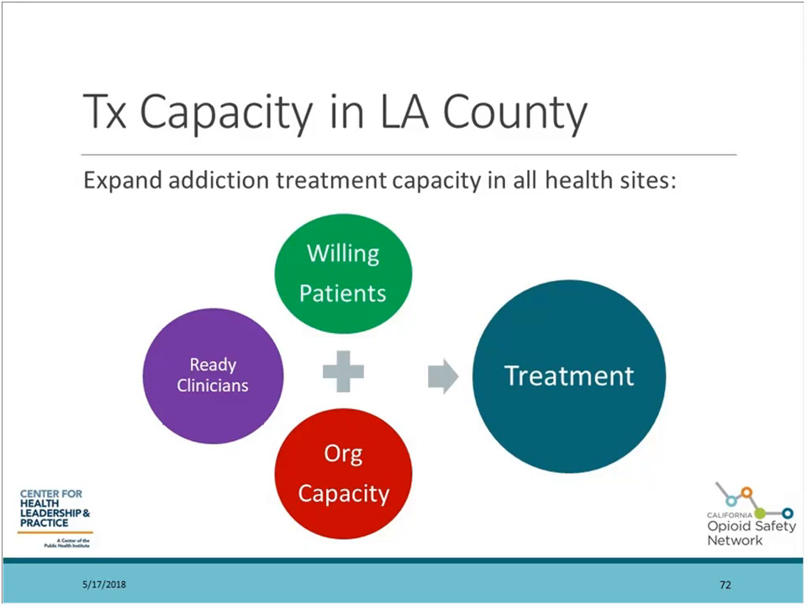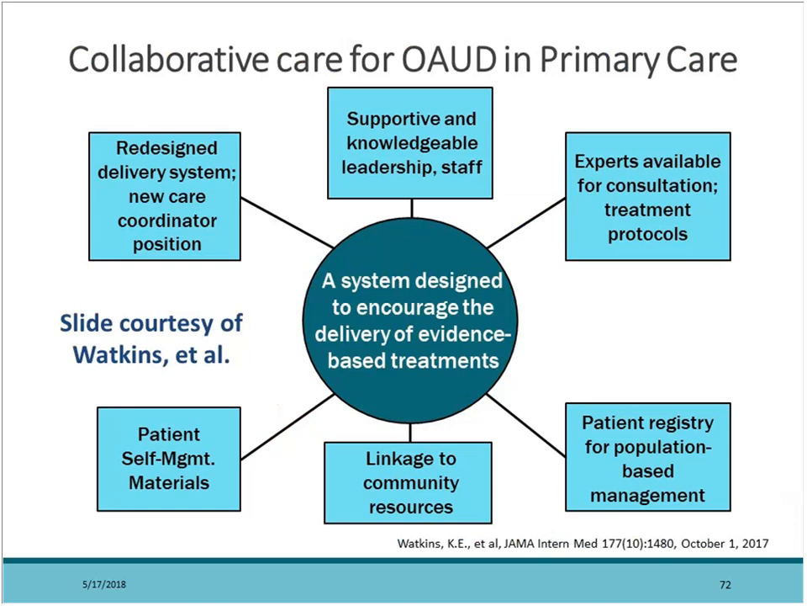And there's a pretty good study that was published last year out of Venice Family Clinic, which is one of the federally qualified community health centers in Venice, California, in our county. What Kate Watkins, who was the primary investigator on the study, says, and I should be very clear, this is her slide, not my slide, is that it takes a lot more than training to actually develop a system that delivers evidence-based treatments.